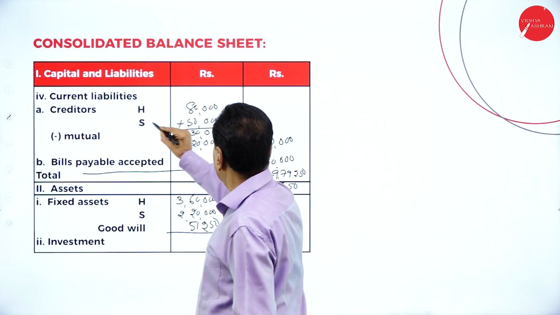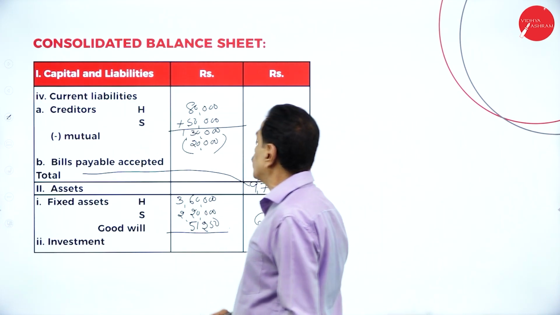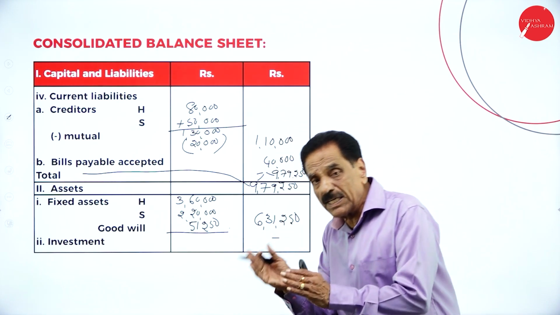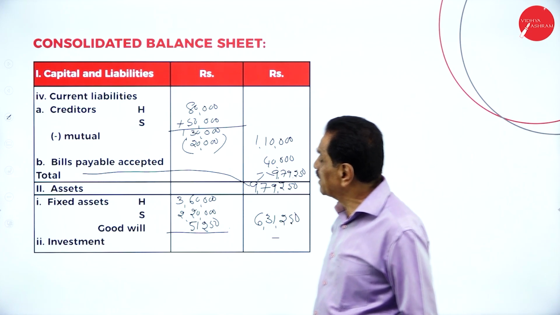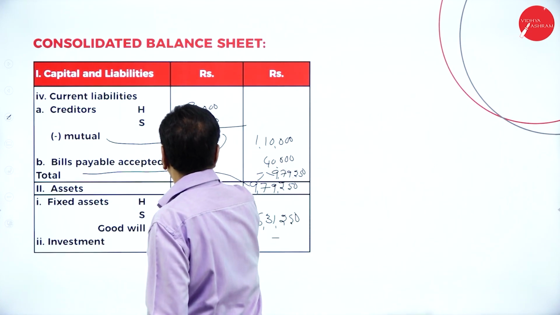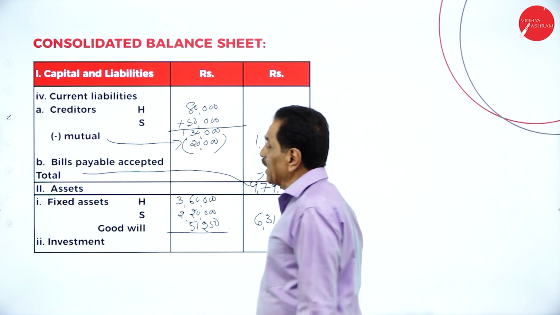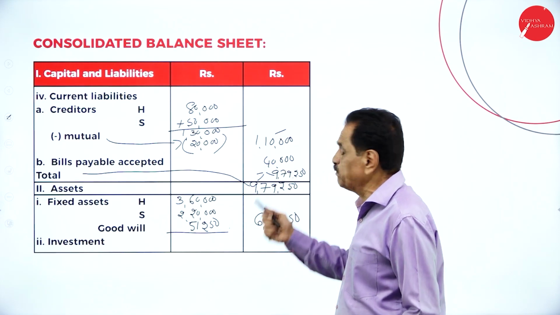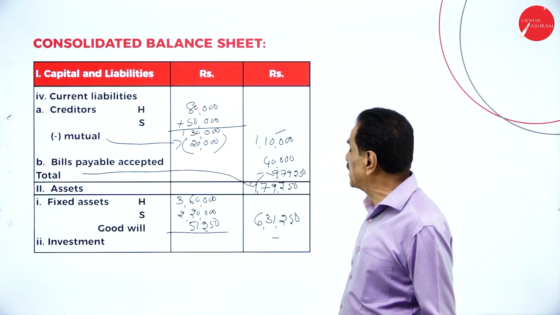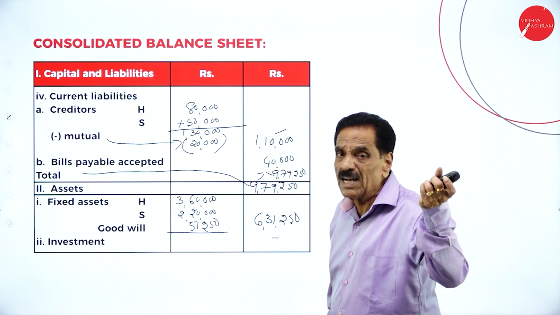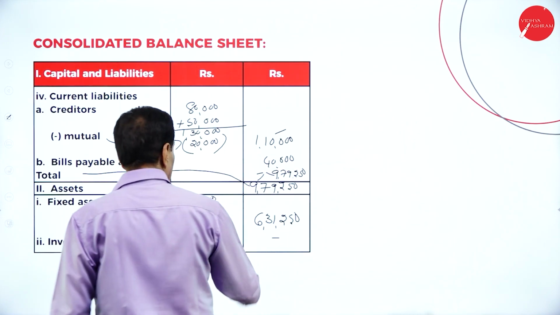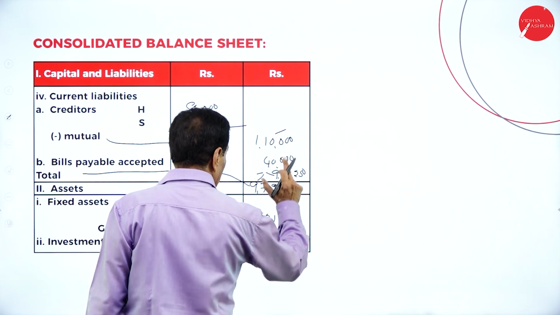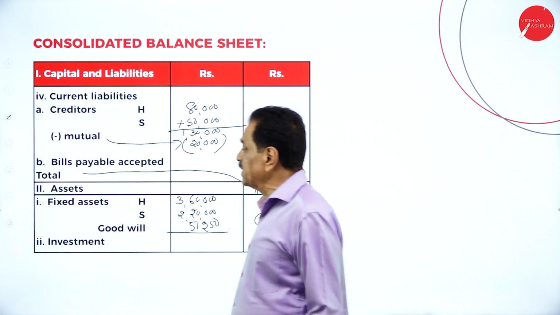Then current liabilities, creditors 80,000 plus 50,000, 1 lakh. H Limited supplied goods worth 20,000. Before consolidation, it is a mutual adjustment of 20,000. It will come to 1,20,000. BP accepted. The entire BP has been discounted. That's why BR won't come on the asset side of the balance sheet. 40,000. Totally, it will tally for 9,79,250.